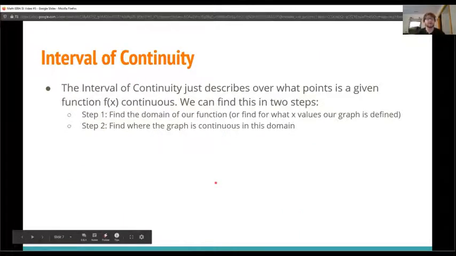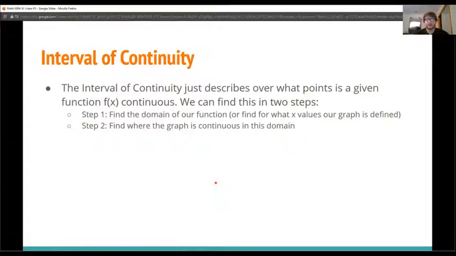Interval of continuity. The interval of continuity is just describing over what points a given function f of x is continuous. We can do this in two steps. First, we want to find the domain of our function. So what values can we plug x into it and get a number out? Obviously, a point where our domain wouldn't include x is like 0 in the denominator, right? That'd be an example of a discontinuity in our domain. And then after we have our domain, we just check if it's continuous over this domain and find maybe certain points that aren't continuous.